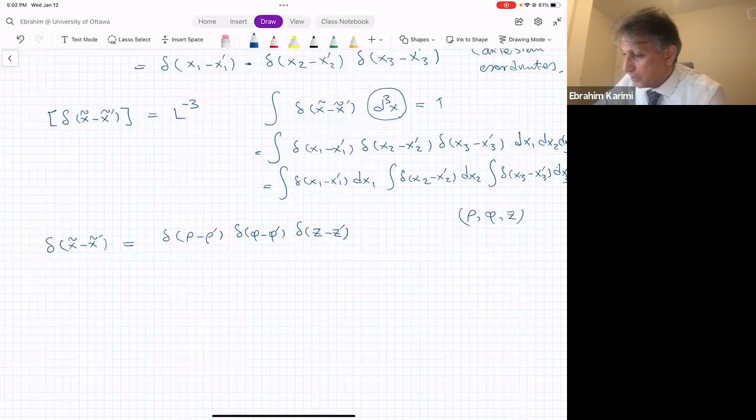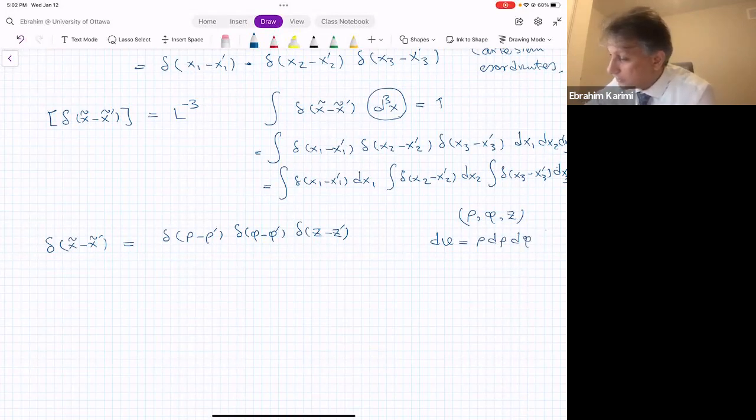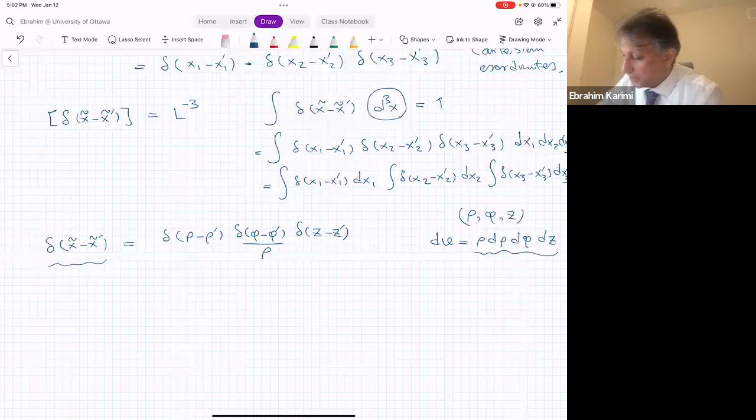We have to be careful. We know that the volume in this space will be given by rho d rho d phi dz. So if you look at the volume and the delta function, that requires a 1 divided by rho. So in cylindrical coordinates, you will have delta of rho minus rho prime, 1 divided by rho, delta of phi minus phi prime, delta of z minus z prime.